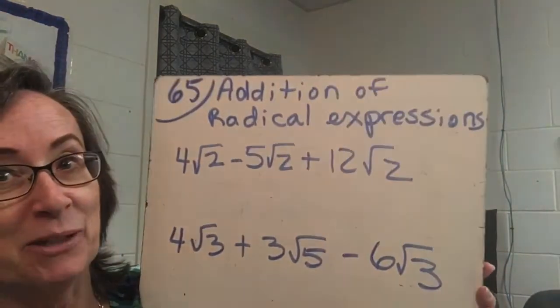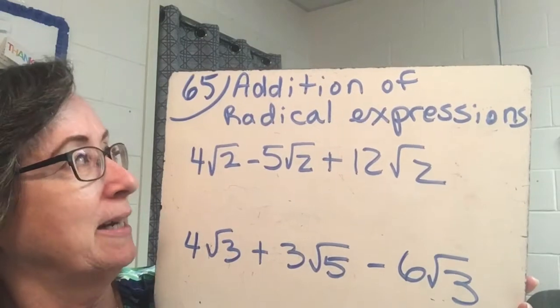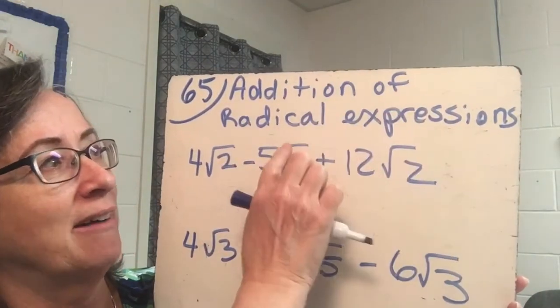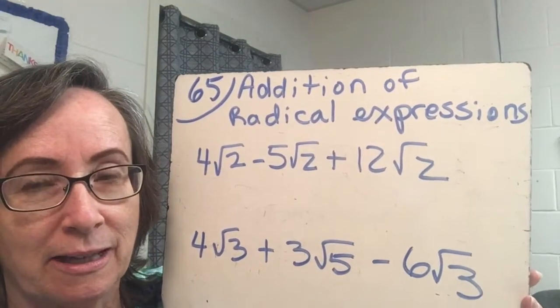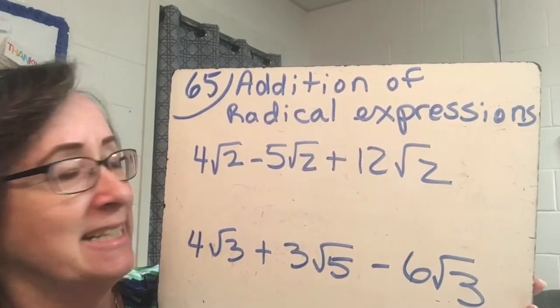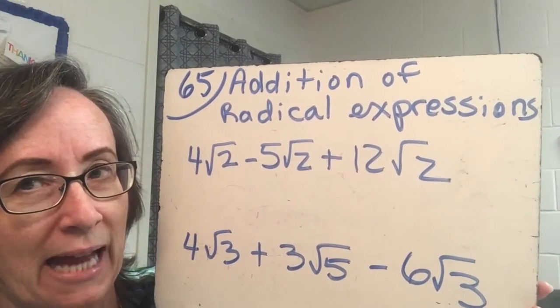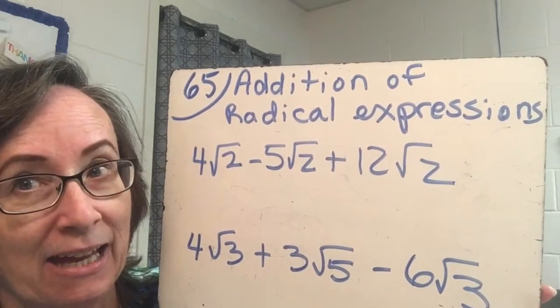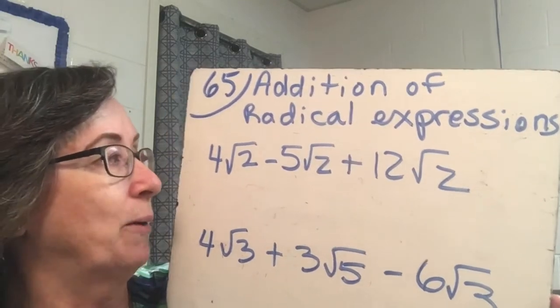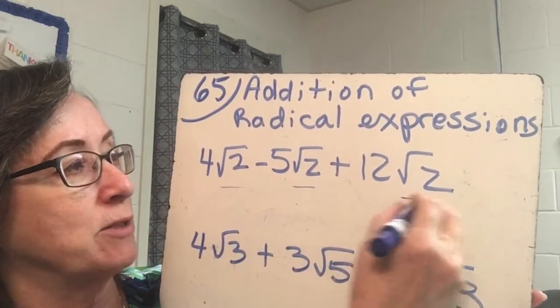And today we're looking at Lesson 65 in your Saxon Orange book. We're talking about addition of radical expressions. And radical expressions are very easy to add. All we have to do is remember that we can only add or subtract when we have like radical parts. So in this first example, we have a square root of 2, a square root of 2, and a square root of 2.